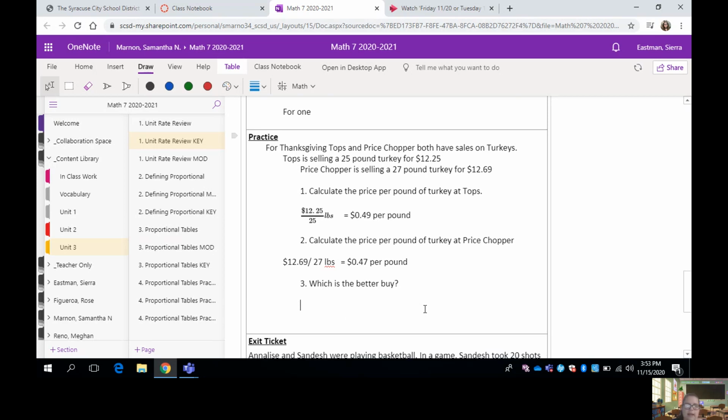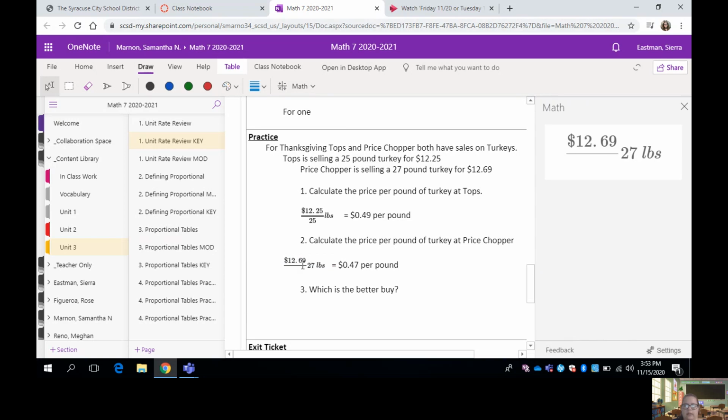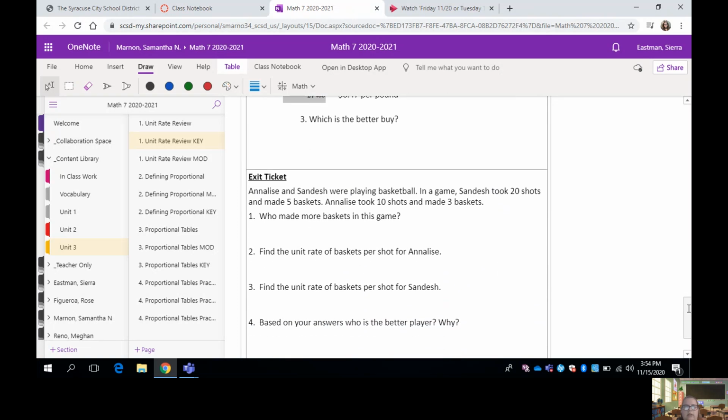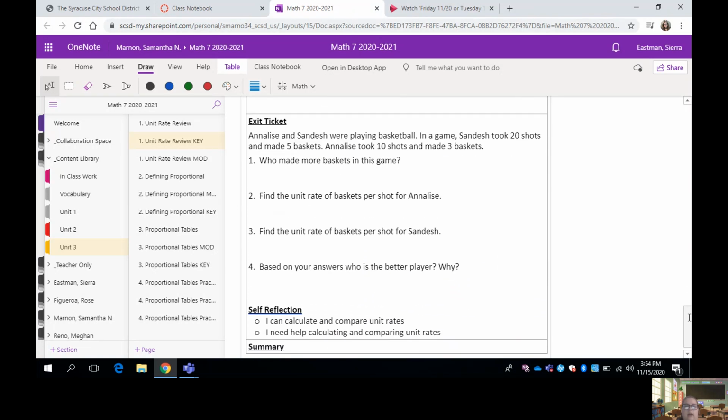And then I can go ahead and answer which is the better buy. Which one is cheaper per pound? And we have our proof here. Oh man, this fraction did not look great. That 27 pounds should be right underneath there, but that's okay. And I'm going to leave the exit ticket for you to do so your teacher can look at your individual work and give you some feedback. Just make sure you do this self-reflection and then you're all set for this lesson. Great job, guys.